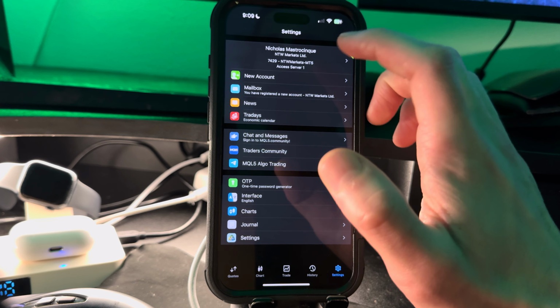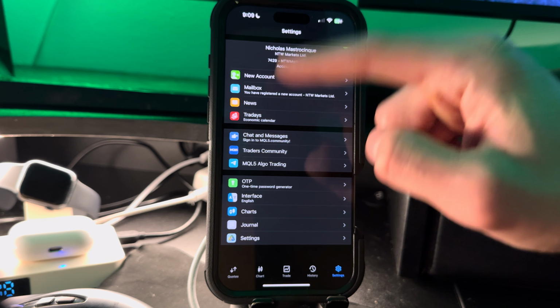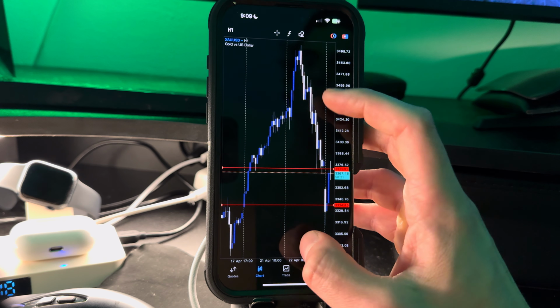So here it shows I got my account here. You could click on that. You could add another account, etc. There's a couple other things here that you could look at. I don't really spend too much time on the settings. For example, let's take a trade, right?